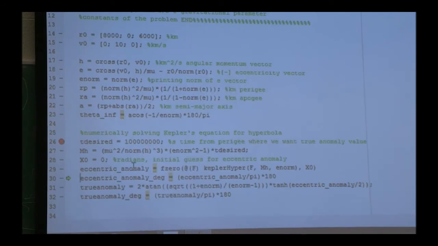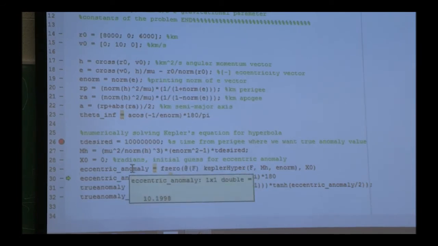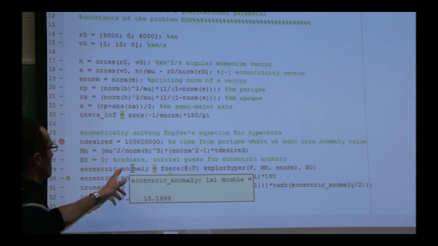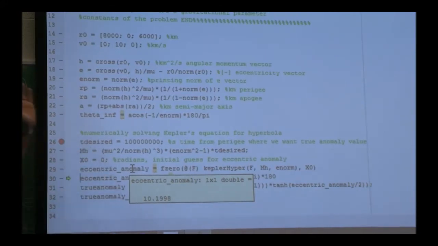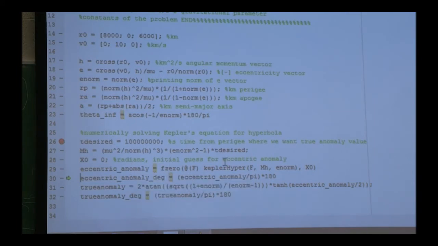This gives me, I called it eccentric anomaly, but just call it F. I should change that name. I don't know if it's going to work if I put an F here as well. Probably it does, but anyways, it does find F, whatever that is. Now I convert that, just to show it to you, so it's printing out on the screen, and then I invert that expression up there to find theta. If I've done everything correctly, this true anomaly in degrees should be pretty close to this one, and in fact it's getting there.